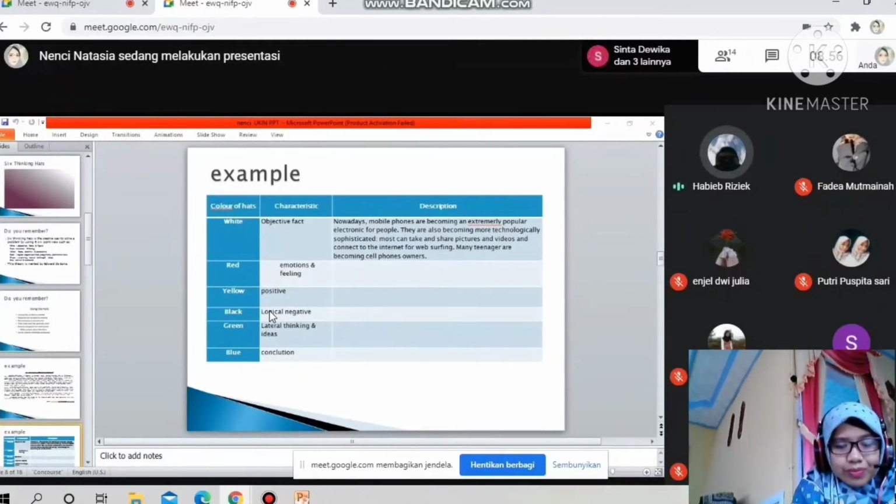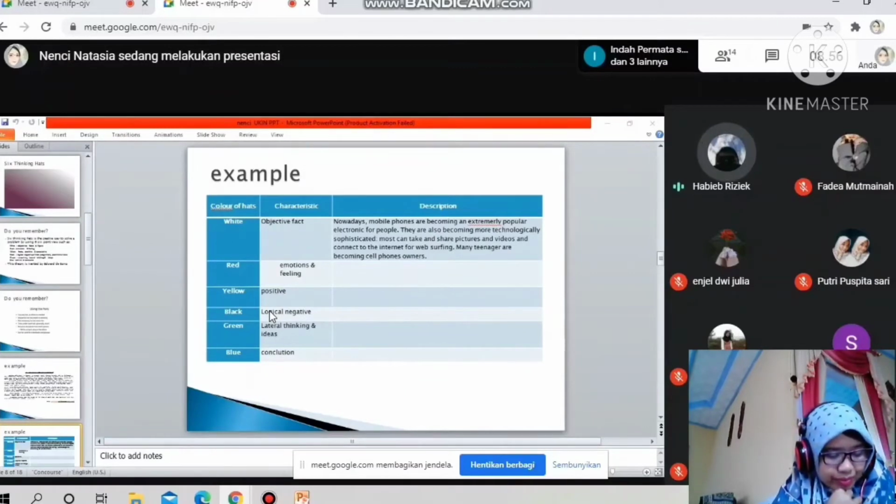Blue: conclusion. In conclusion, everything must have its good and bad effects, and mobile phones must too. We need to be wise to use such a sophisticated technology in our lives.